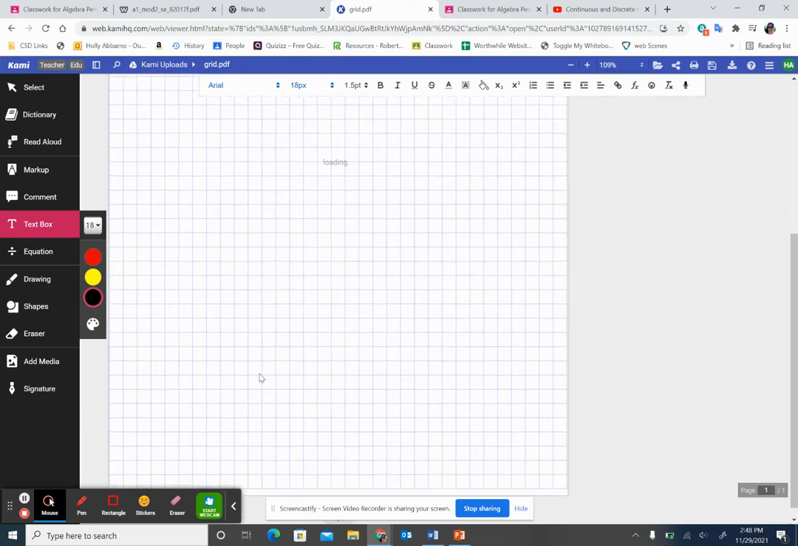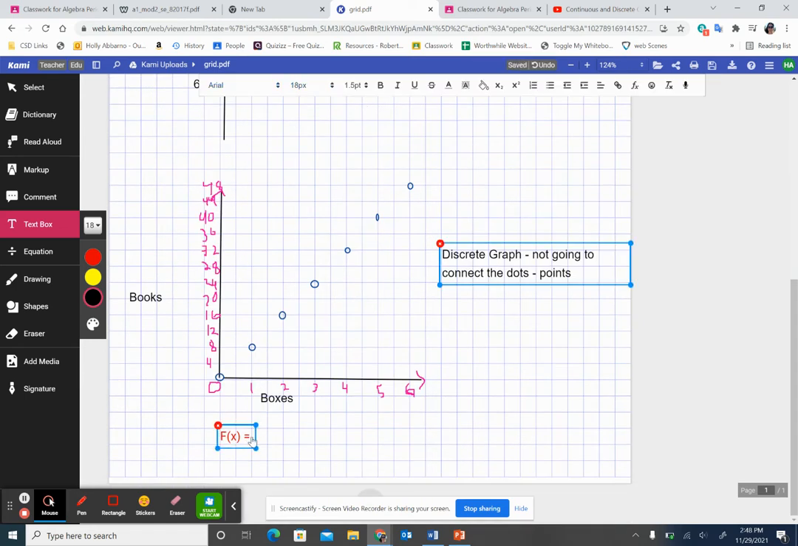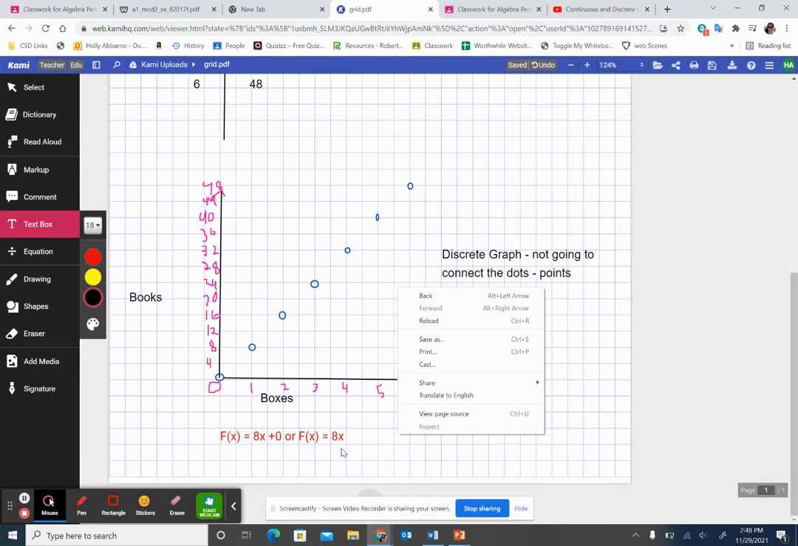Let's go ahead and make our equation really quick. Our f of x is equal to, remember our linear equation, its rate of change, which is 8 per x, and its 0 term, plus 0. Or you could just say that your f of x, see, I'm struggling here today, is equal to my 8 per x, 8 per box, okay?